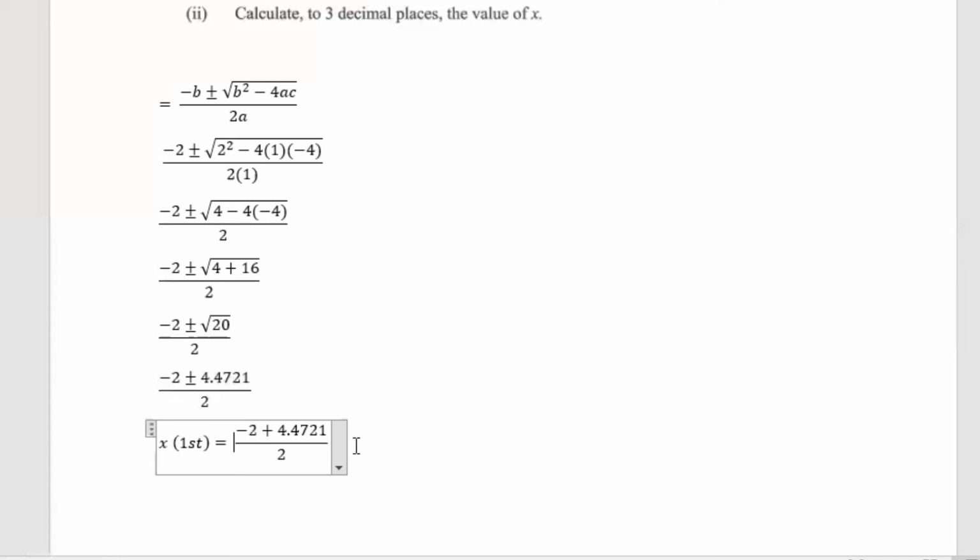So when we work that out, what we'll get is x is equal to, so when you do negative 2 plus 4.4721, that will give us 2.4721 divided by 2, and what we'll get is 1.236, and it says to write your answers to 3 decimal places. So that is our first x value.